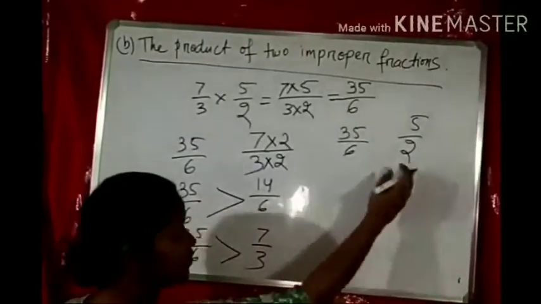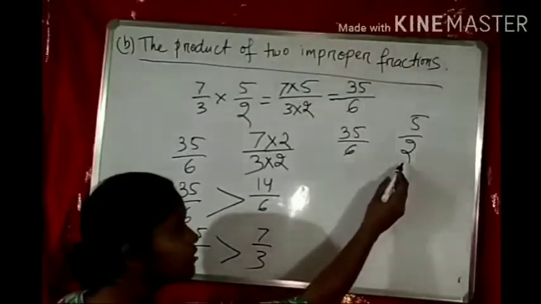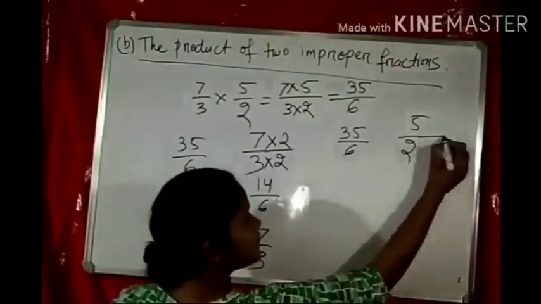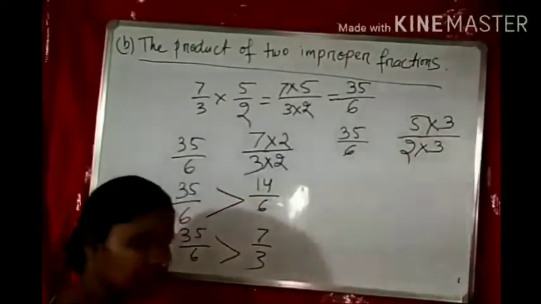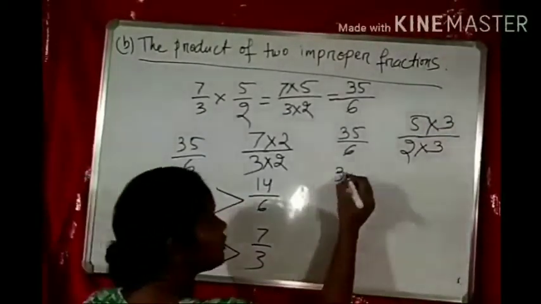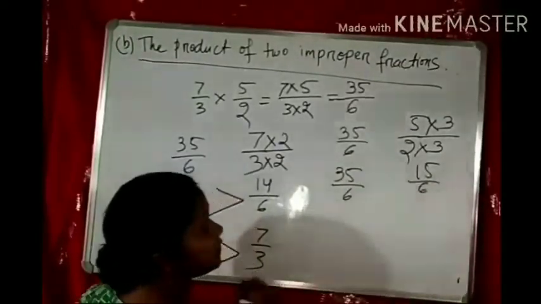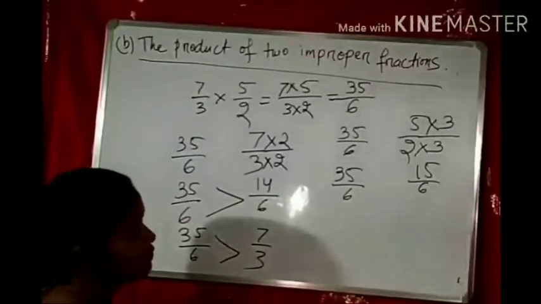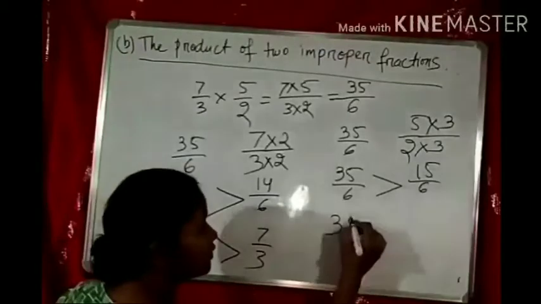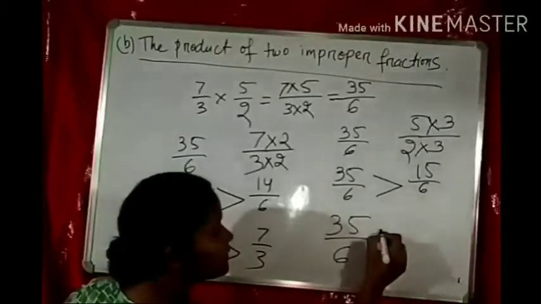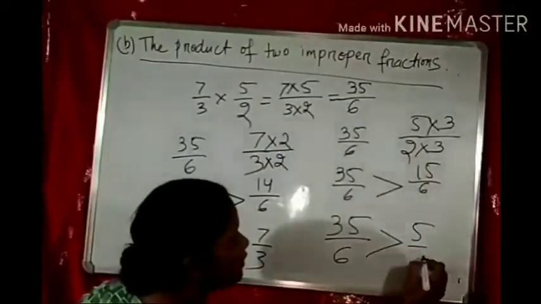From 6 and 2, the LCM of 6 and 2 is how much? The LCM of 6 and 2 is 6. So we'll make the denominator 6, 2 into 3. So we'll multiply the numerator also by 3. So for 5 by 2, here what will we get? 15 by 6. So look at here. Which one is greater? 35 by 6, the product. So thus we can write that 35 by 6 is greater than the fraction 5 by 2.